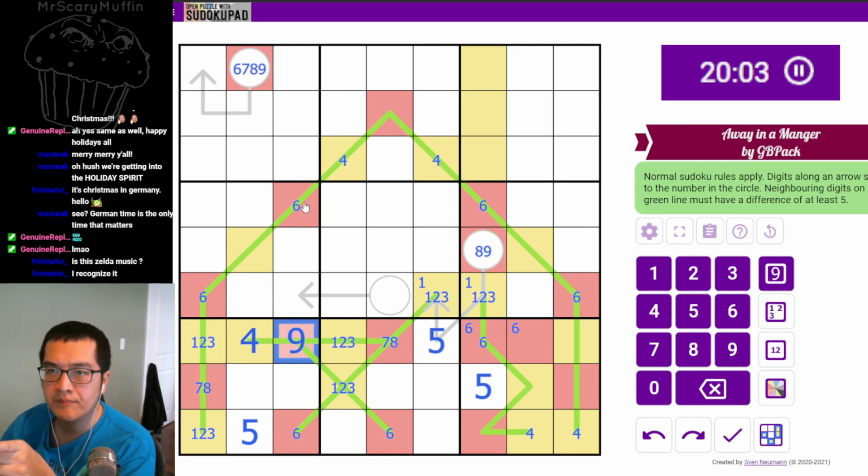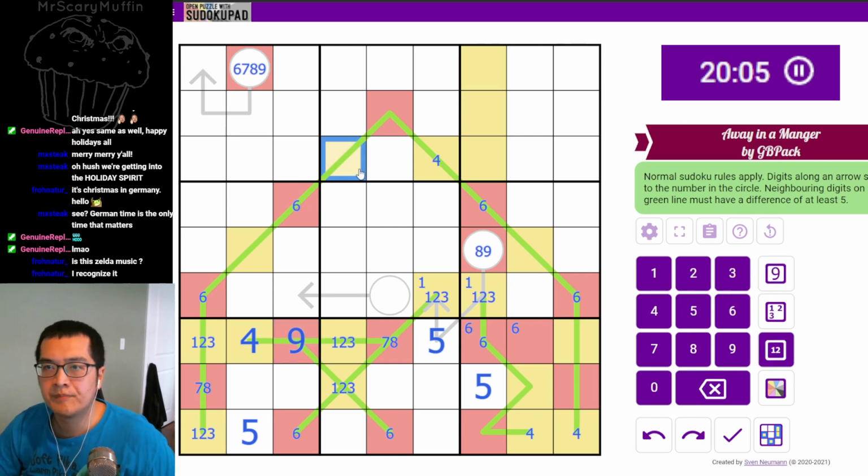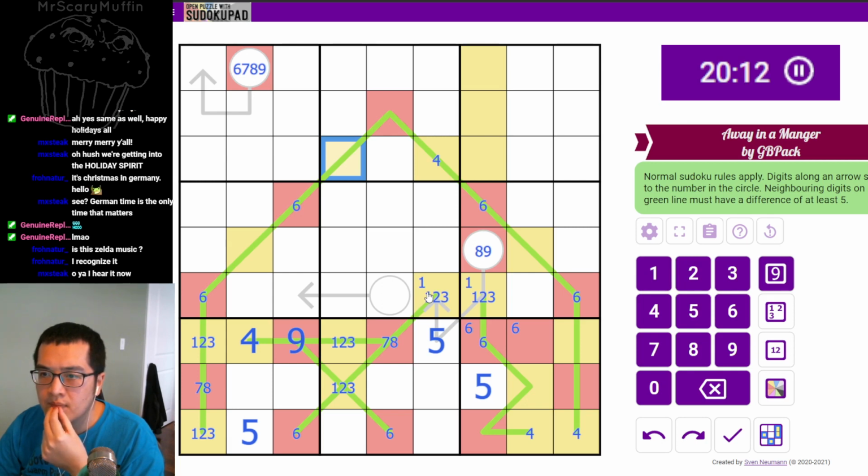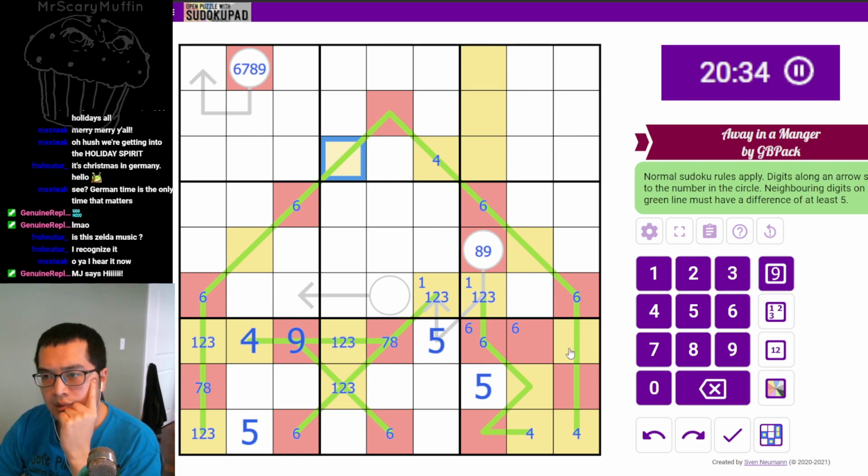Because of this 9, this can no longer be a 4. Two and 3.